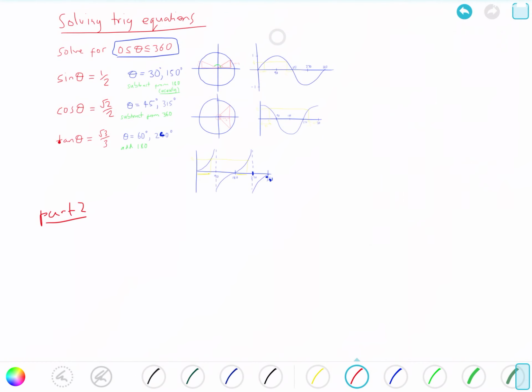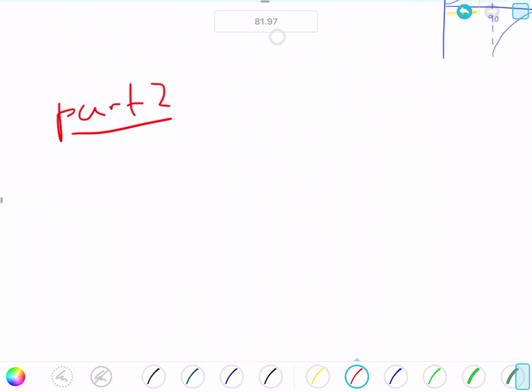Hey guys, so we're going to do the second part. I'm going to show you some more tricky ones. This is going to involve radians, so that makes it a bit more unfamiliar. And we're going to go further, all the way to 4 pi with these ones.